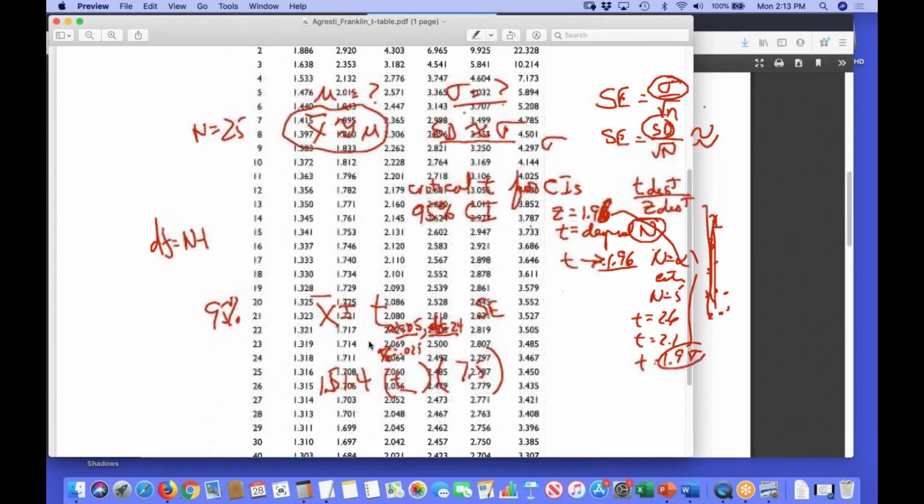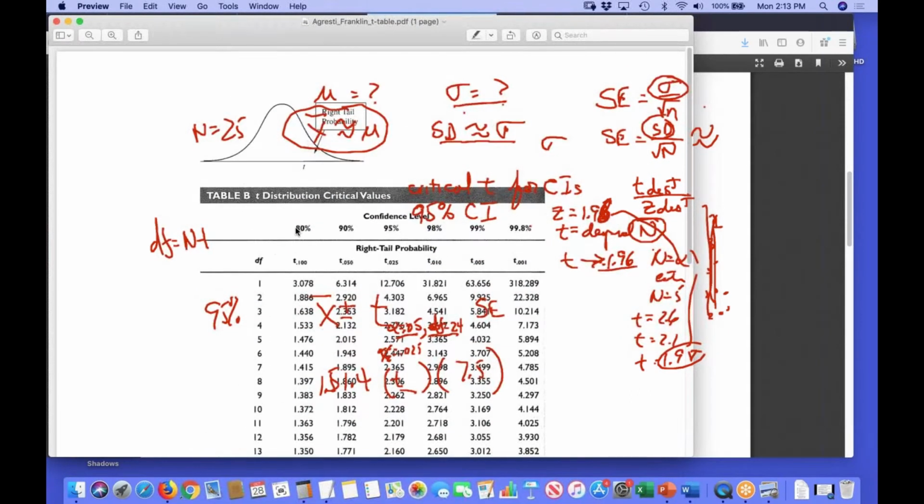If you notice at the top here, these are the confidence levels, and this is the right tail probability. In other words, the right tail has 2.5%. There are two tails, a right and a left, so the right tail has 2.5 and the left tail has 2.5. That's 5% area where we'd be outside of our confidence interval. And what does that imply? 5% outside the confidence interval, 95% chance of being inside the confidence interval for the true population mean. So this is the column we're going to use for a 95% confidence interval.